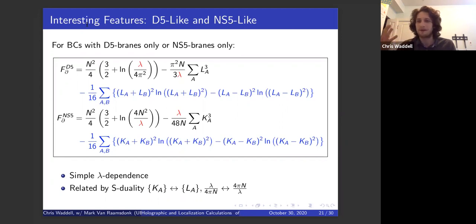So we expect there should be some S-duality relationship between these two situations where we essentially exchange the D5-branes with NS5-branes. And in terms of the expressions for boundary F, what this amounts to is just exchanging our collection of D5 linking numbers with NS5 linking numbers or vice versa, and then performing some S transformation on the 't Hooft coupling. And indeed, this is borne out in these expressions.